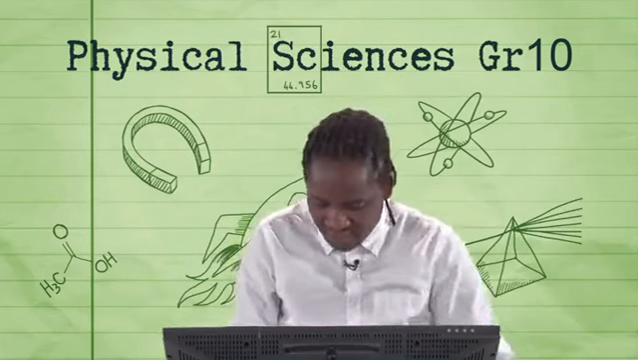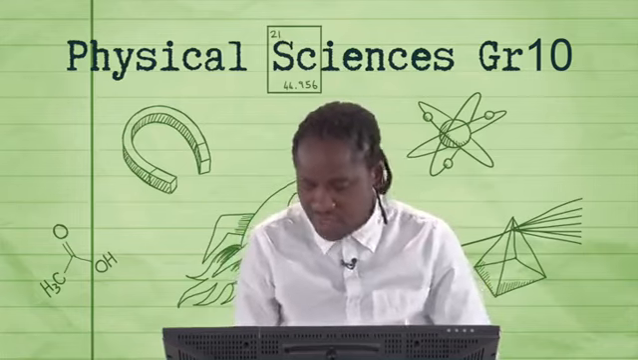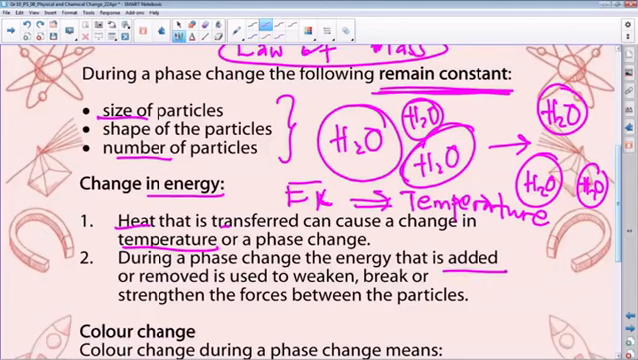Right. So during phase change, that energy is added or removed. If we add, it means particles move faster. So adding means higher temperature. Then if we remove, in this case, it means a lower temperature.